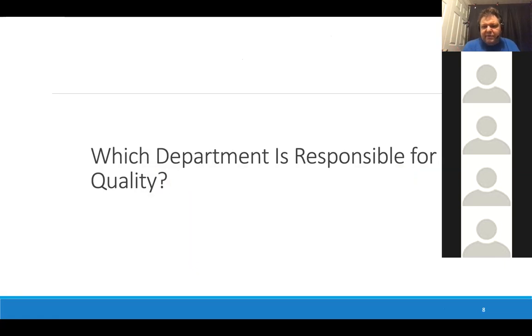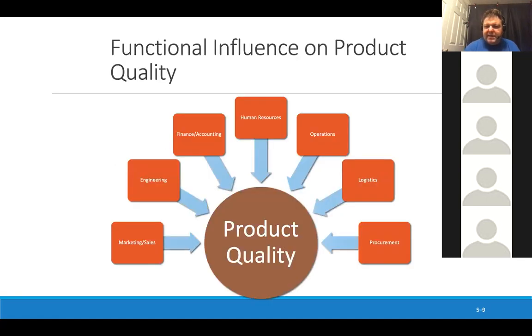Last question I'm going to go over before we stop is what department is responsible for quality? And the secret answer is all of them: procurement, logistics, operations, HR, PR, finance and accounting, engineering, marketing and sales. Everyone's responsible for quality. How do you improve the process? How do you improve the customer experience? All of these different departments are responsible for working together to improve the customer experience, to improve quality. So whatever the company, if it's a product you're selling or a service, what helps people say that company has good quality?